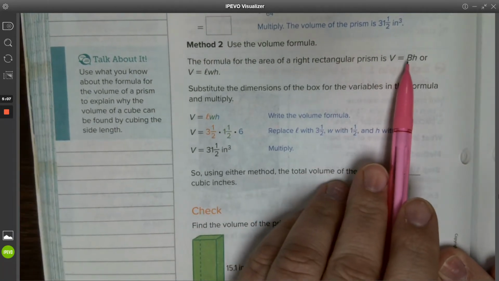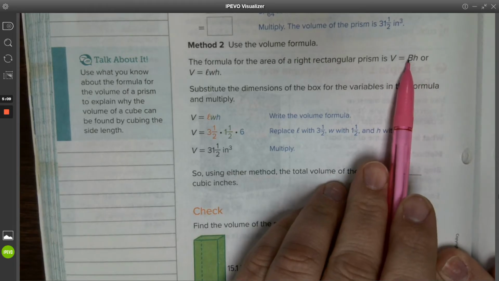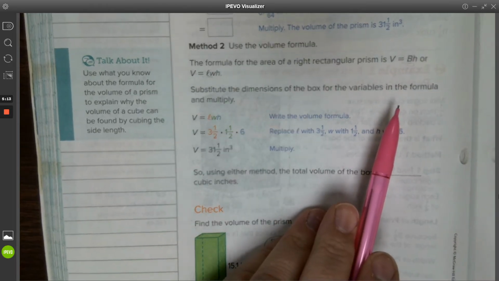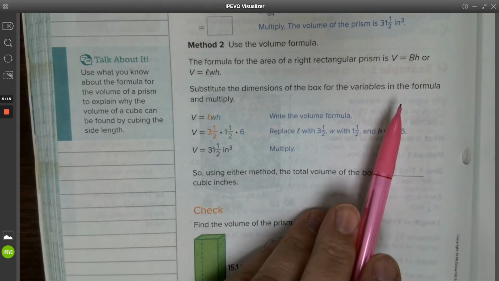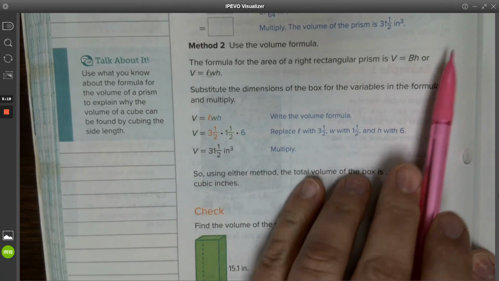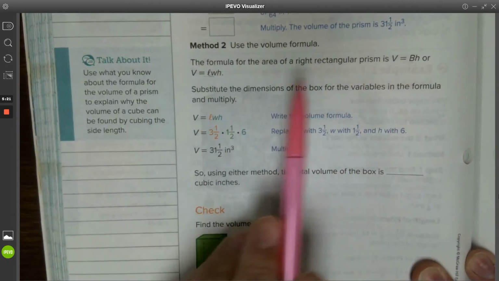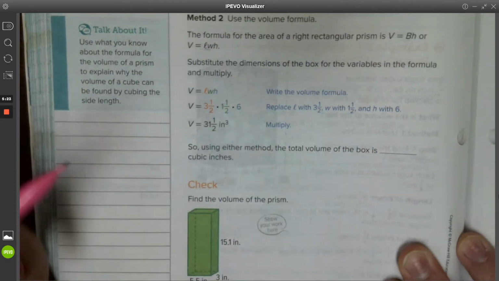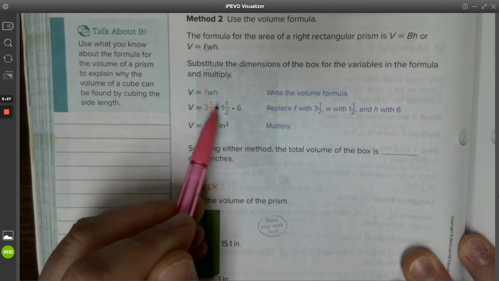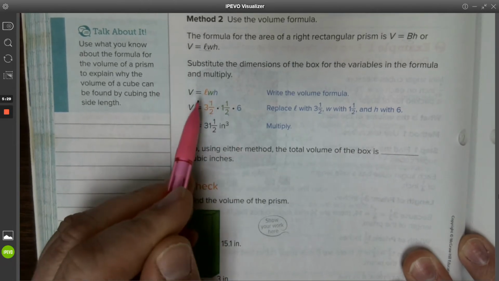Now, another way to think about this is base times height. Well, base is the same as the length times the width. So finding the area of one of the rectangles, just remember it as length times width times height. It could also be this, but remember, these are the same things. So if we're using the formula, same thing still applies. 3.5 times 1.5 times 6.